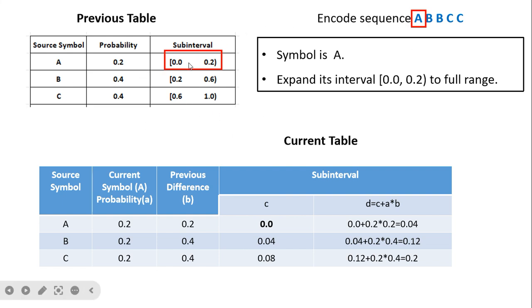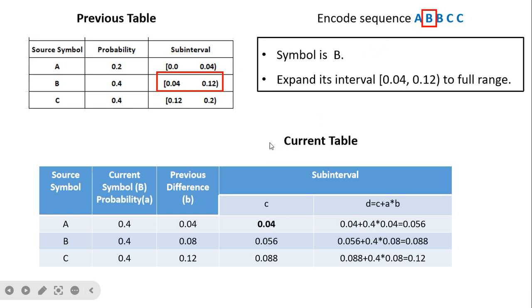So initially A is 0.0 to 0.2. Now the probability of A is 0.2, so we are keeping 0.2 here, and this is nothing but the difference of probability. So in this way we are expanding the interval from 0.0 to 0.2. Now we need to do it for B. So this current table becomes our previous table. Now the probability of B is 0.4, so it comes here, the difference between the probabilities. So we need to start from 0.04 and end with 0.12, and in between we are expanding the interval. So we take this value as it is plus this value into this value, so we will get 0.056. It is copied again, and in this way we need to do similar, repetitive calculation to span the entire interval.